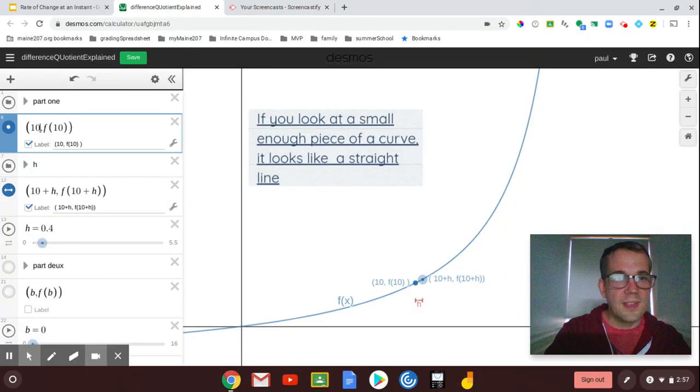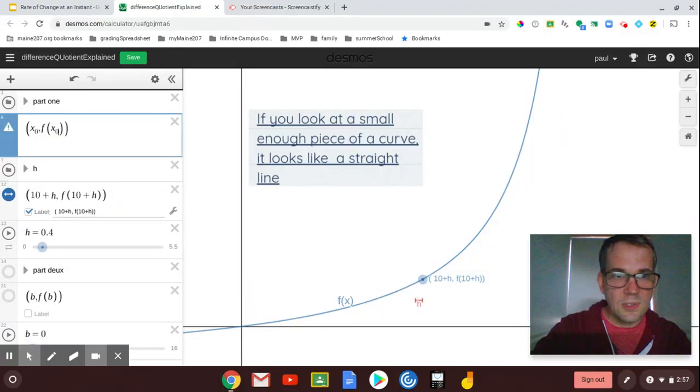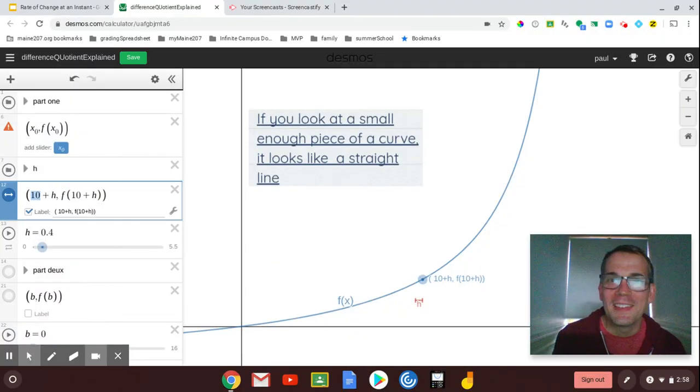I could have called this guy x sub 0 and f of x sub 0. Oh, I can't do that. Oh, dear. Well, I could have called it x sub 0 and f of x sub 0, which is what you're going to see me do in the actual notes themselves. So I hope this is going to help you figure out what the definition does, and bear with me, man. You guys are doing great.